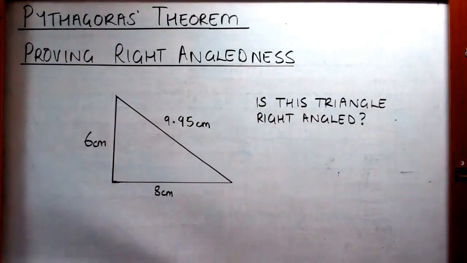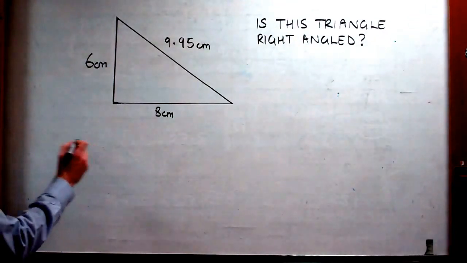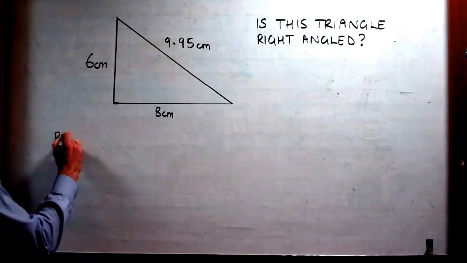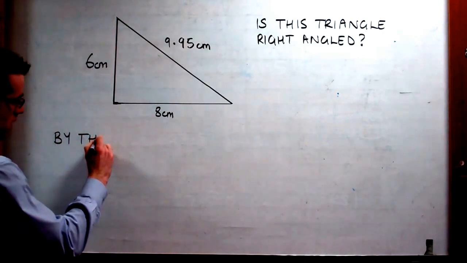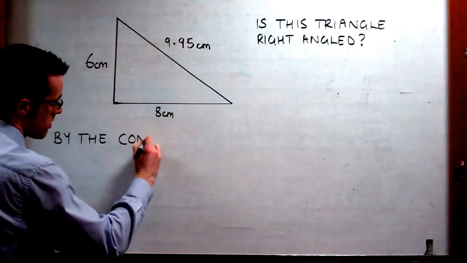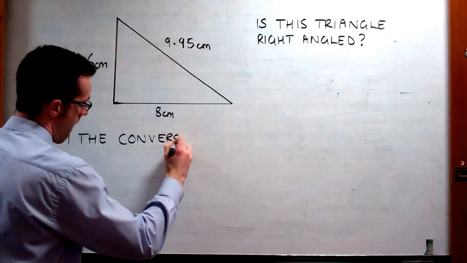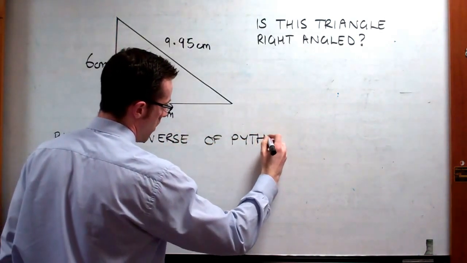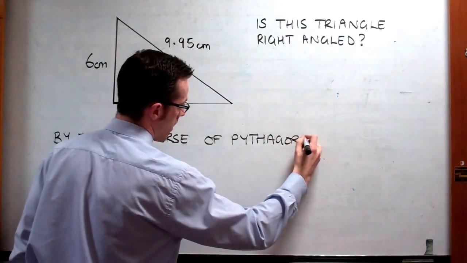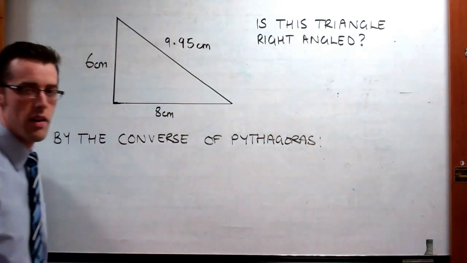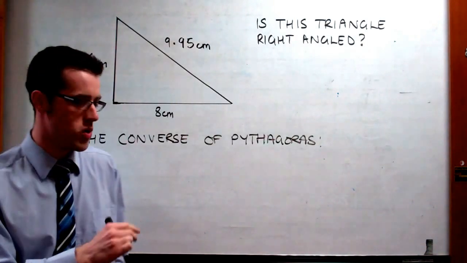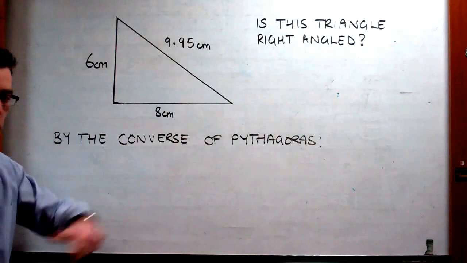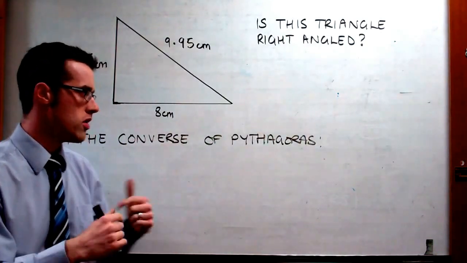Alright, so what we're going to write down first of all is by the converse of Pythagoras. The reason why we do that is because we want to show the marker that we're using Pythagoras' theorem, but we're kind of using it in reverse. Okay, it's nothing to do with Pythagoras' trainers, right? We're using the theorem in reverse.